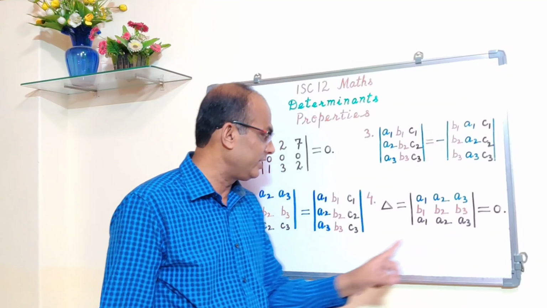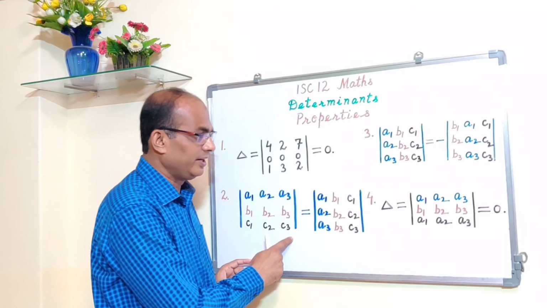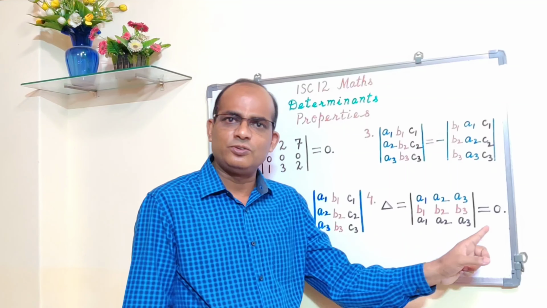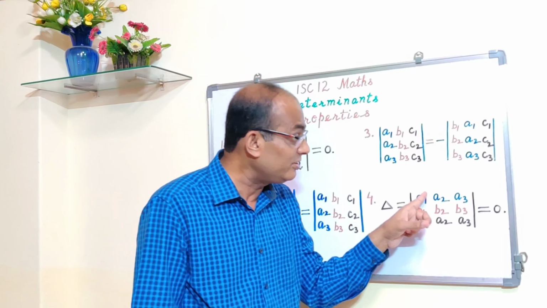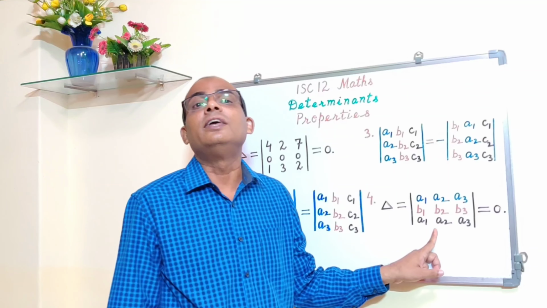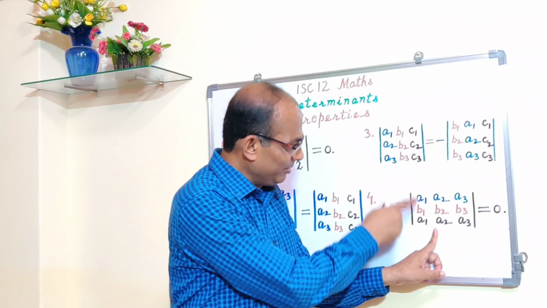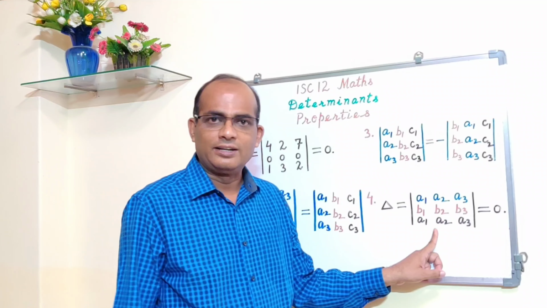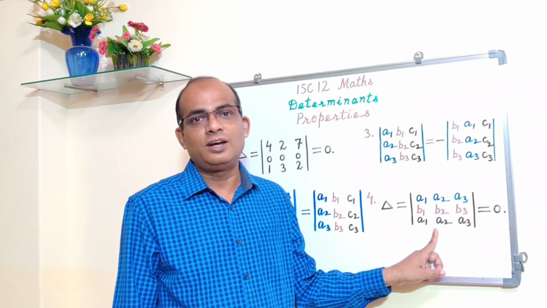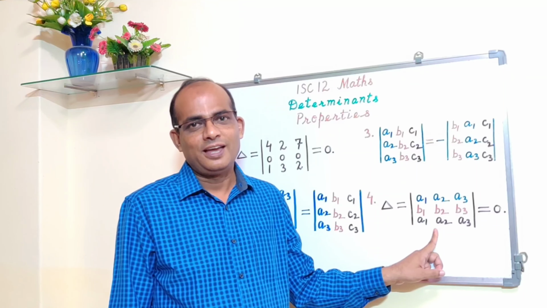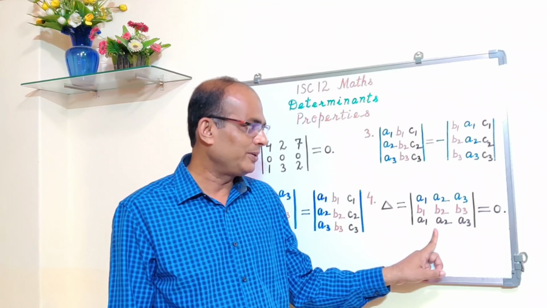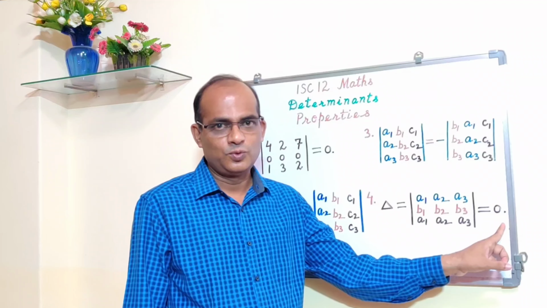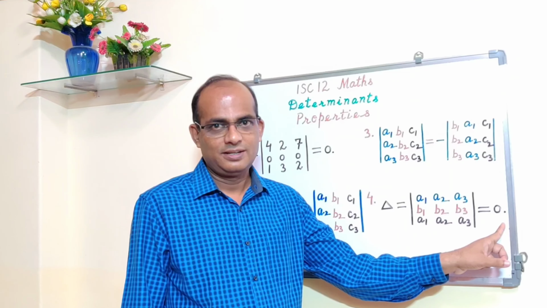It's not C1, C2, C3. Generally we write down C1, C2, C3. Alright, if you follow this pattern, A1, A2, A3, B1, B2, B3, C1, C2, C3. But in this case, you can see that the first row and the third row, they are identical. The corresponding elements are same. See, A1, A1, A2, A2, A3, A3. Alright, because two rows are identical, and therefore, according to the property, in this case, the value of the determinant is 0. Alright? Clear?